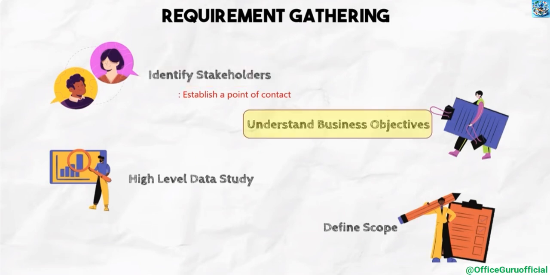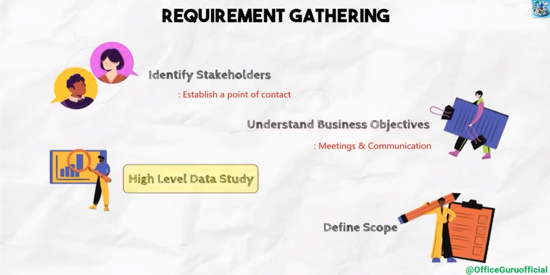The second step is to understand the business objective. Now, through meetings and calls with stakeholders, you should get an outline of goals from the entire endeavor. Asking open-ended questions will help you gain more insight to understand the data and how this dashboard will help achieve a specific business goal. Next comes a high-level data study.